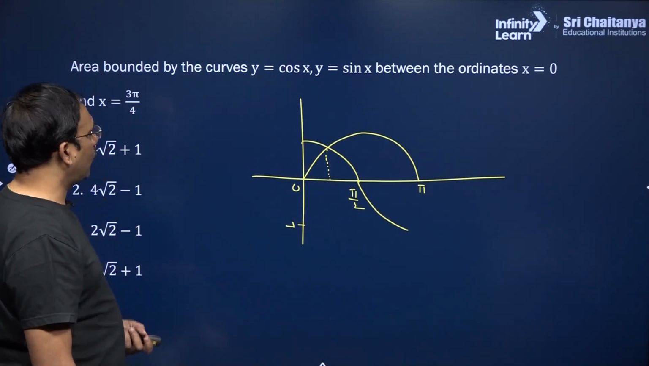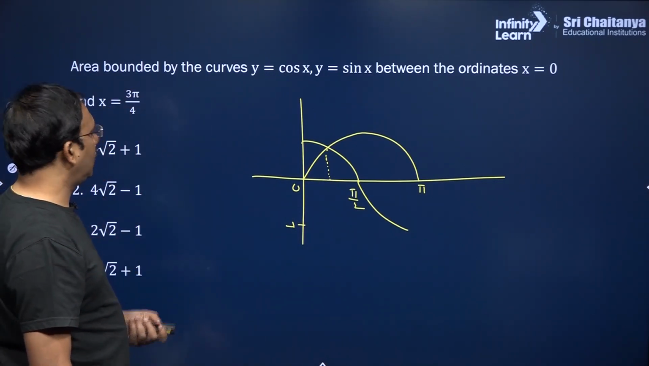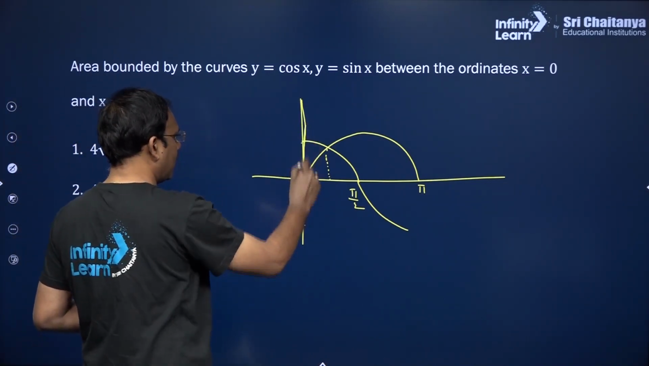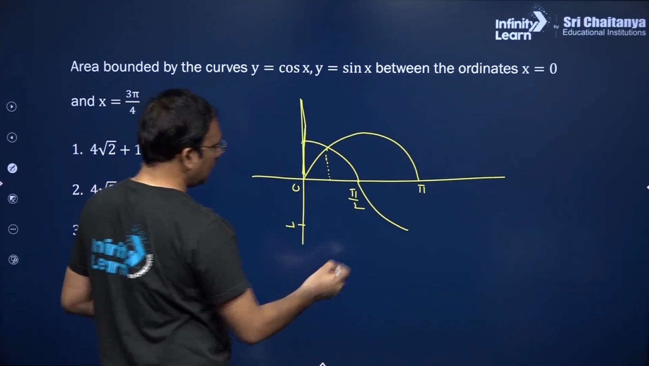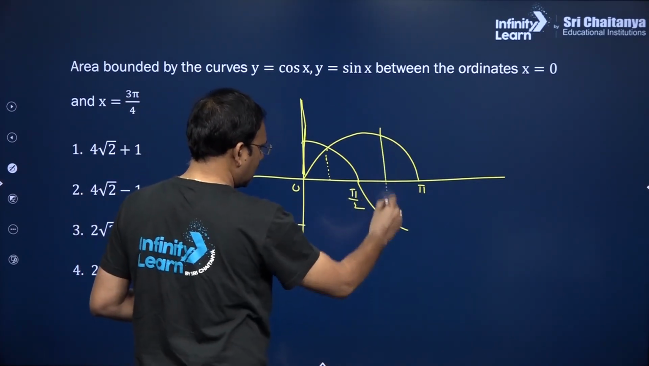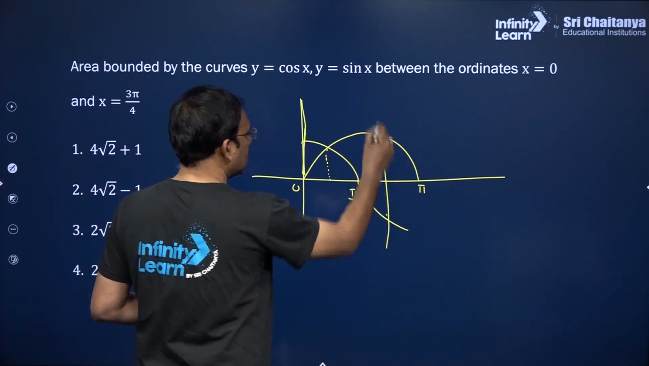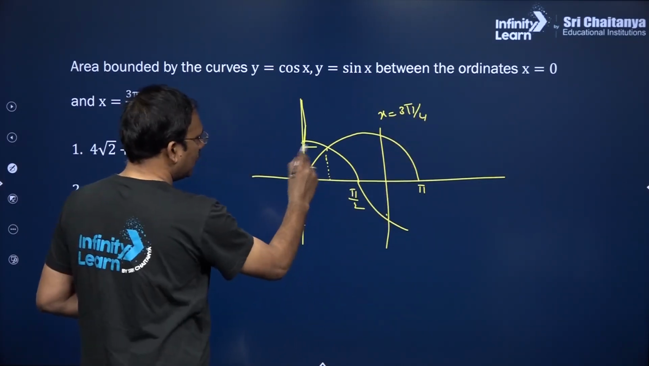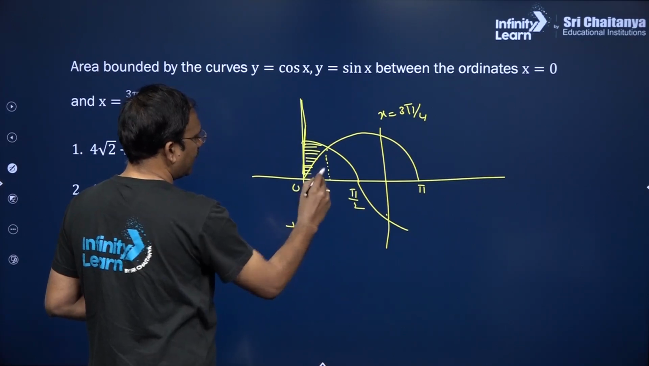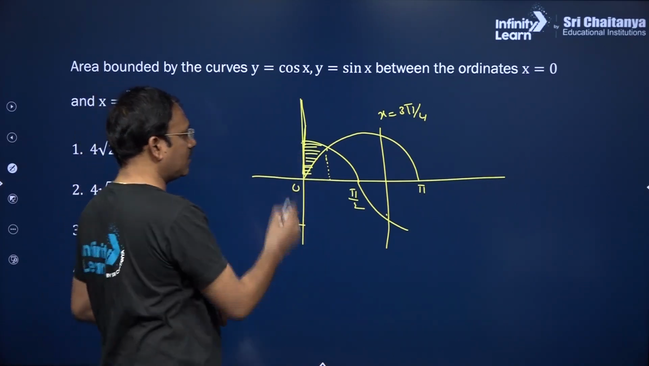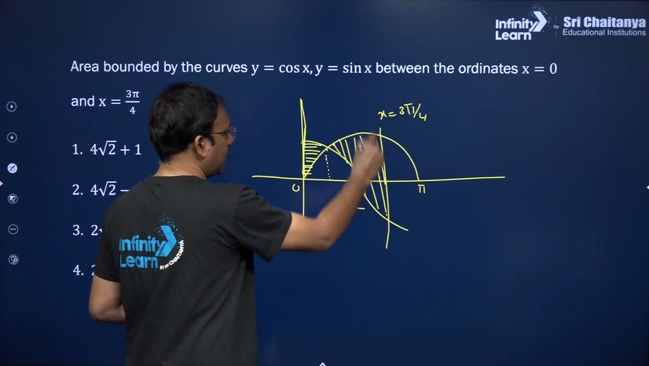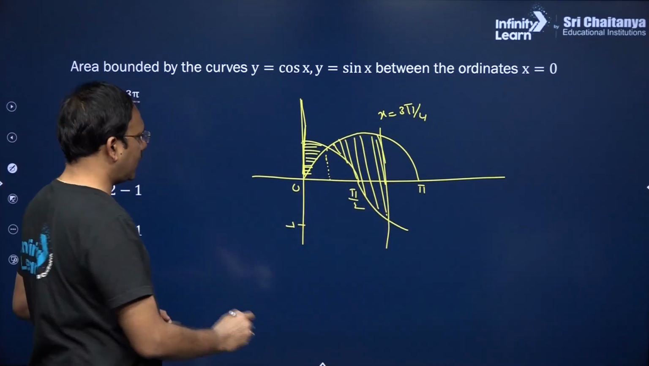He is asking about the area between these two curves, and x is equal to 0 is this line, my dear friends, and x is equal to 3 pi by 4. You can just take 3 pi by 4 here. This is x is equal to 3 pi by 4. So he requires this area, my dear friends, bounded between these two curves and the vertical lines. This is the area he is expecting. So my dear friends, it's simple.